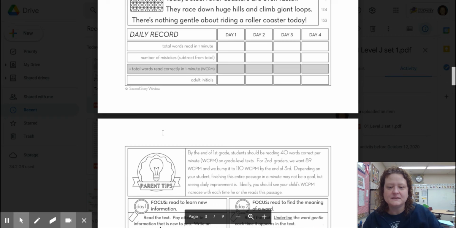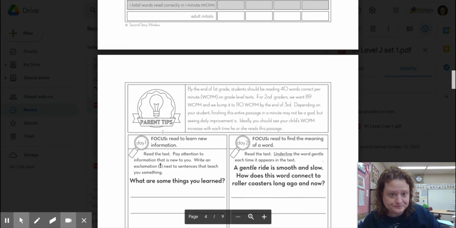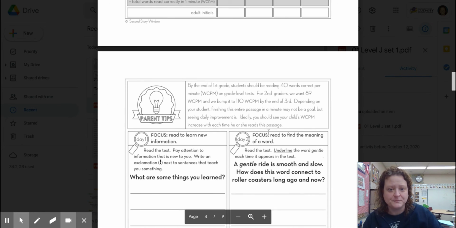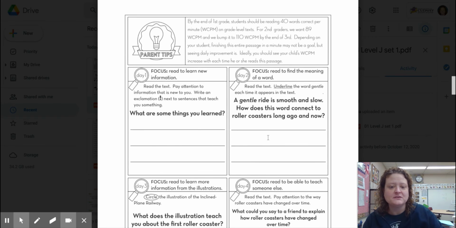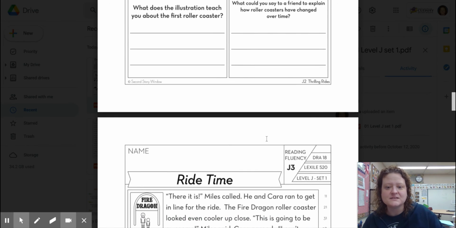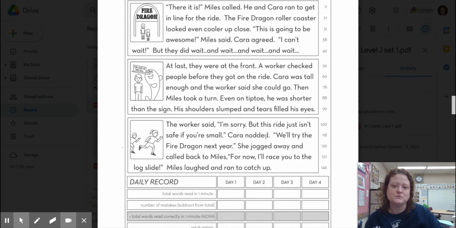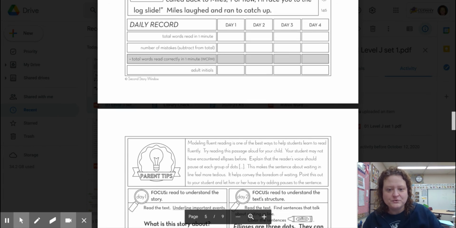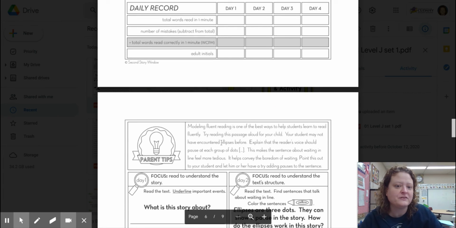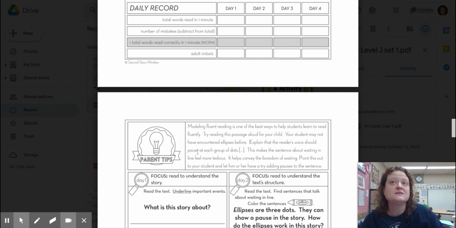The last piece I want to show you on here would be the second week, but the parent tip changes and it gives you some more information. Sometimes I'm going to keep scrolling to the third week because it has a different parent tip as well for you to think about as you're working with your kid. This is to make sure the student knows how to read the ellipses or the 3 dots. So the directions are going to pull ideas for you to help your student with their fluency reading.